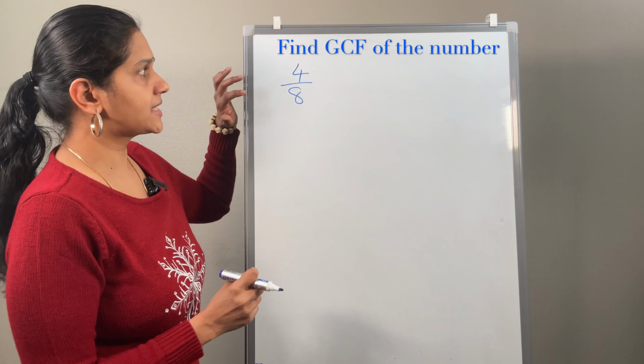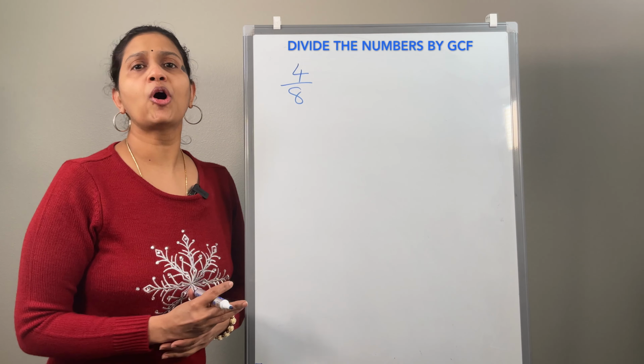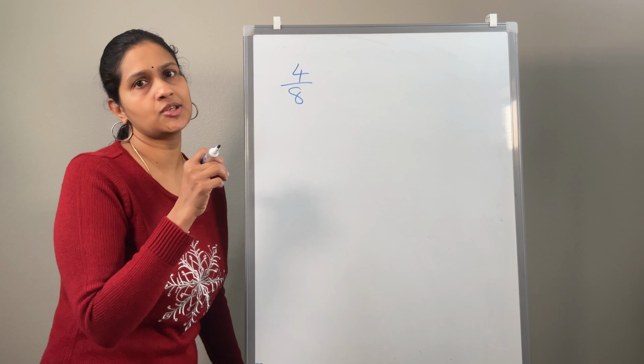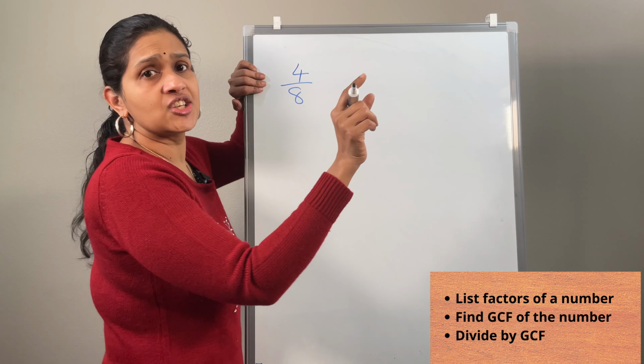Now let us proceed. The second point is you have to find the GCF of numbers, and the third point is you will divide these numbers by that GCF. Now let us see one by one. So the first point is find the factors of the number.